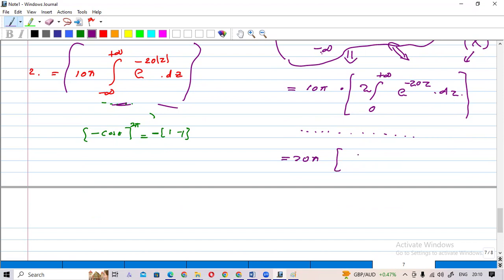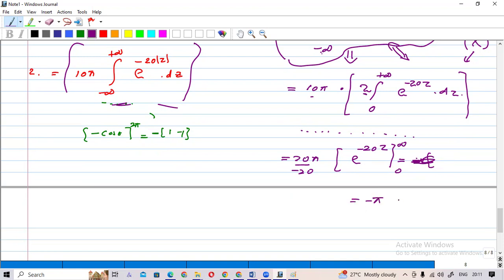25. Okay. 25 is 2 into 2, 5, 25. E to the power minus 20 z, so it is divided by again minus 20. Okay. So you have to do the integration from 0 to infinity. So e to the power infinity, so minus is there. Minus 20 minus 5 is there. Okay. Minus 5 is there.